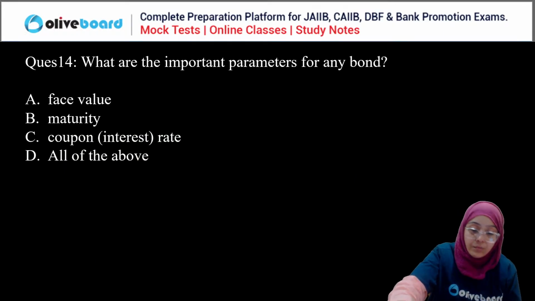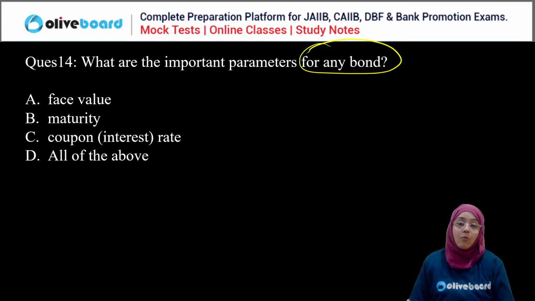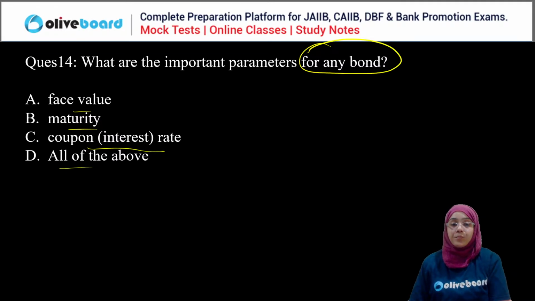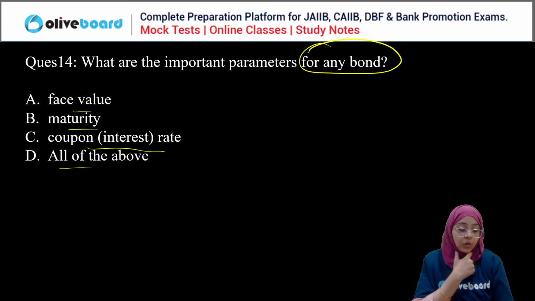Next, what is the important parameter for any bond? Face value, maturity, coupon interest rate, or all of the above? Everyone, important parameter for any bond. Okay. So Kirti, Nilesh, Gopal, you are all saying D, Lakshmi, yes, D, everyone.